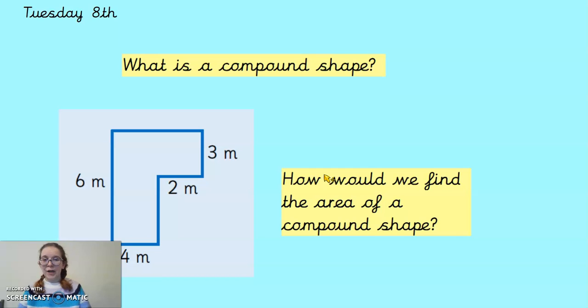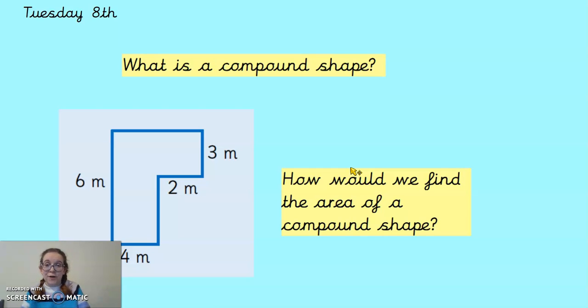Now, we're going to have a look at compound shapes to start with. Just like we were looking at last Thursday, a compound shape is made up of two or more different shapes put together. Like this, we could say is two different rectangles. Either this is one and this is one, or we could split it up here as well into this rectangle and this rectangle. Now the big question is, how could we find the area of a compound shape?